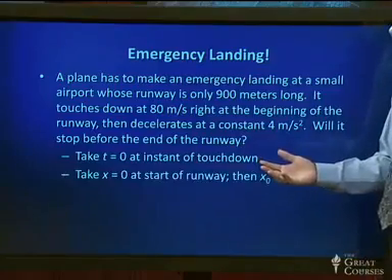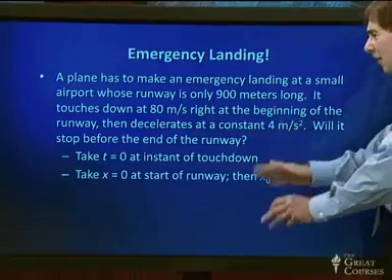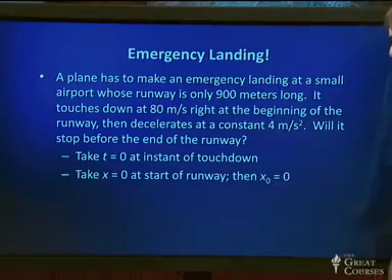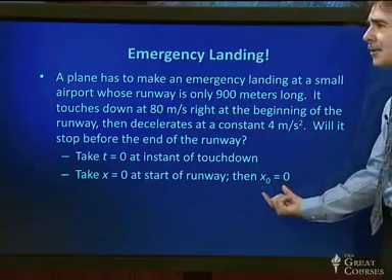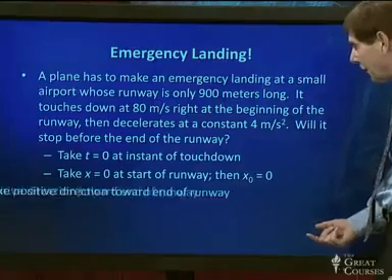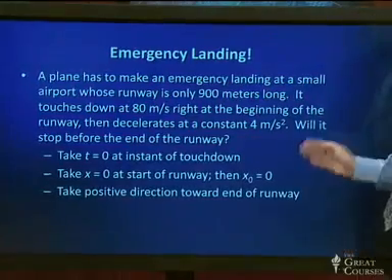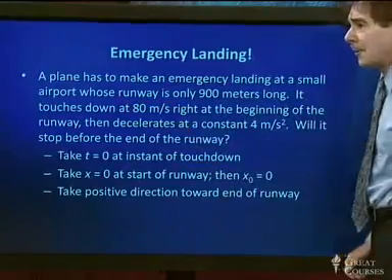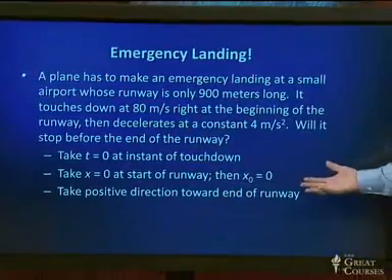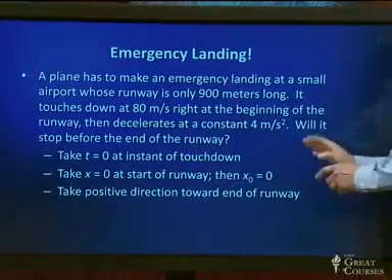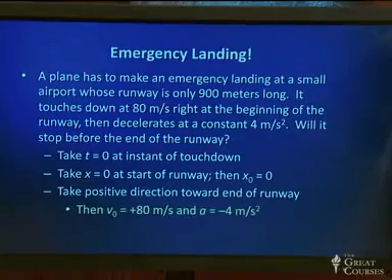I could have called it x equals 5 miles or whatever I wanted, but I'm going to call it 0 because it's going to make the math a little easier to work with, because then this quantity x naught that appeared in our equation, the initial position, is 0. And let's take the positive direction to be the direction toward the end of the runway, the direction the plane is going. I could have made it the negative direction. Didn't matter. But this is going to make it just a little easier to think about.